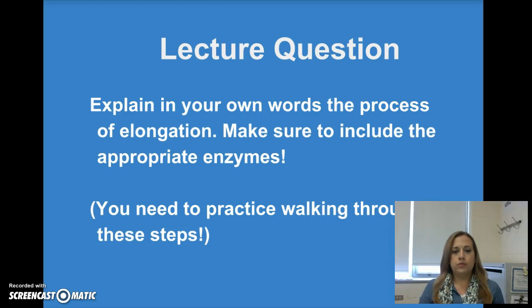So your lecture question for today, I want you to practice explaining in your own words the process of elongation, and please make sure that you include all of the appropriate enzymes and what their job is. I'm not asking you to solve a problem here. I really just want you to practice walking through these steps of DNA elongation because it's really important, and there are lots of different enzymes, and it gets complicated when you're talking about leading versus lagging strand. So respond on the website, send me a message, and explain in your own words the process of elongation.